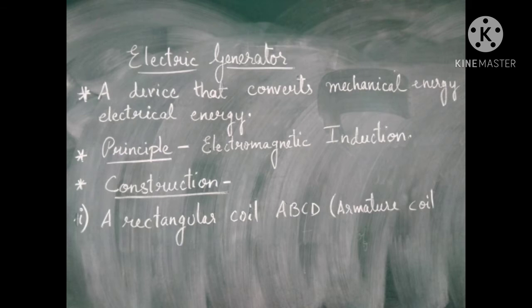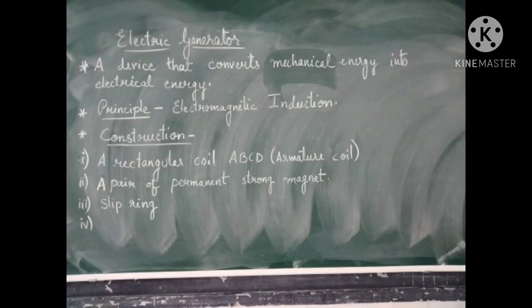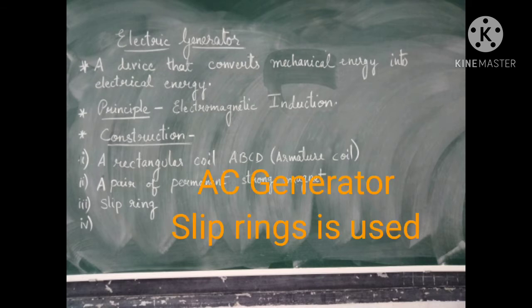These are the construction parts: a rectangular coil ABCD, also known as the armature coil. Then it will be surrounded by a pair of strong permanent magnets to produce a strong magnetic field. And the third one is the slip ring. This is used in place of the split ring. We are going to use slip rings. Why? Because this is an AC generator. In an AC generator, slip rings are used, and if it is a DC generator, then a split ring will be used.